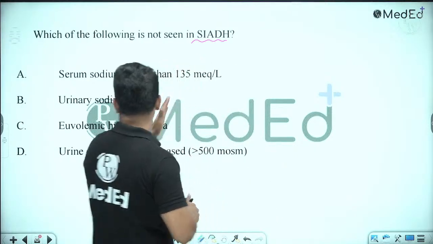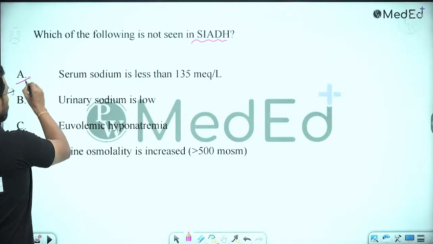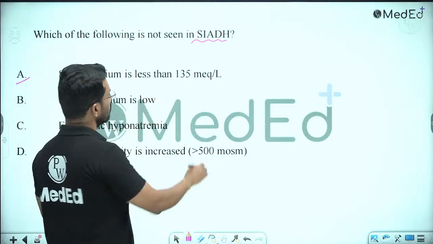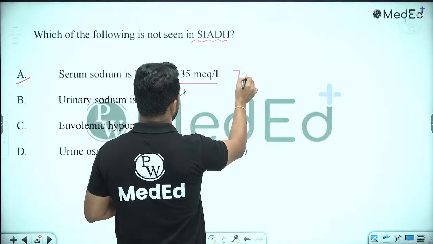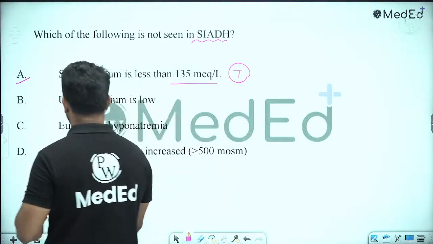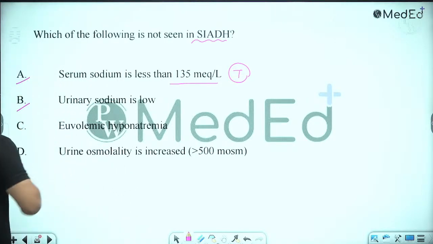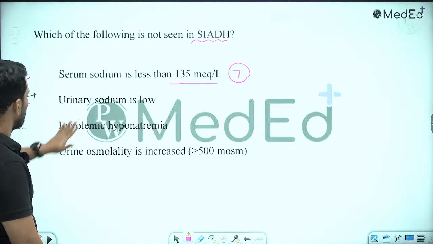Okay. Now let us look at it. Option A, serum sodium is less than 135 milliequivalents per liter. Yes, that is true because there will be hyponatremia, dilution of the plasma. Okay. Urinary sodium will be low. Is it true? I'll come back to this.